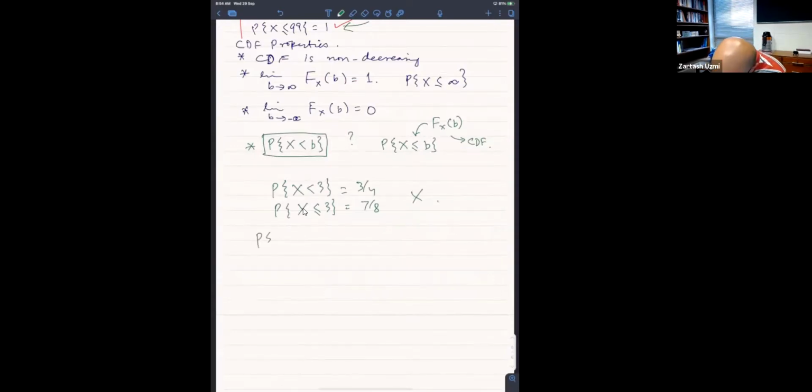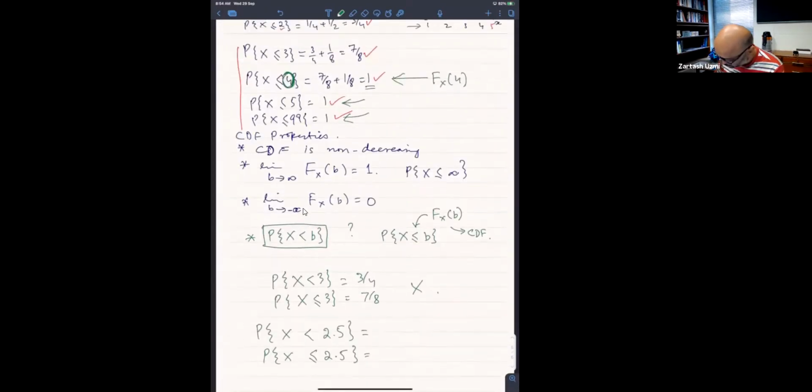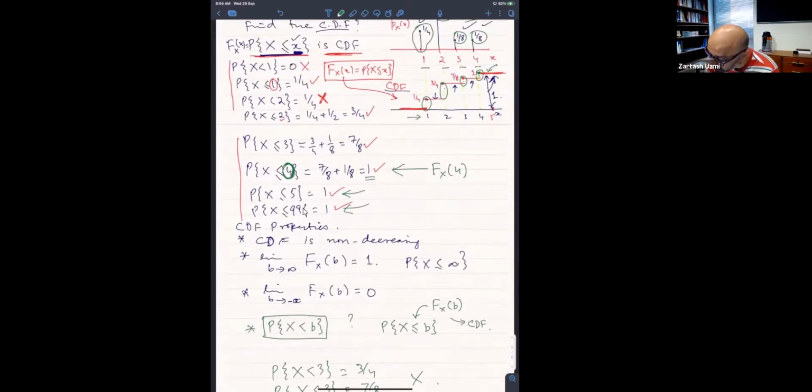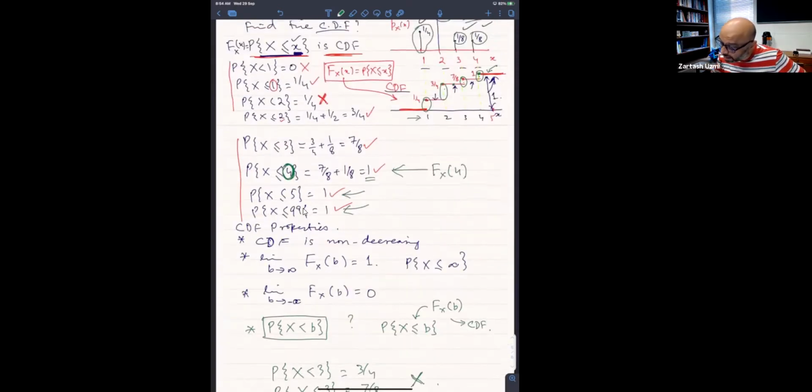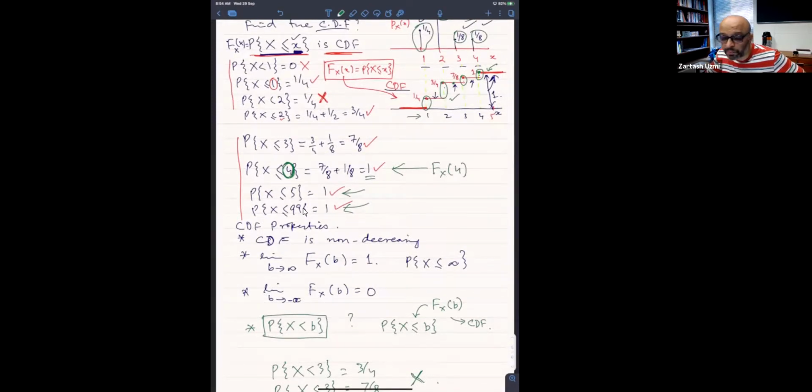What is the probability x is less than 2.5? And what is the probability x is less than or equal to 2.5? This would be equal to 3/4 and 3/4. ये इस केस में equal. Why is this the case? कि ये कभी तो unequal आ जाते हैं और कभी equal आ जाते हैं, because we have these jumps in the CDF. ये CDF के अंदर हमें jumps नजर आ रहे हैं.